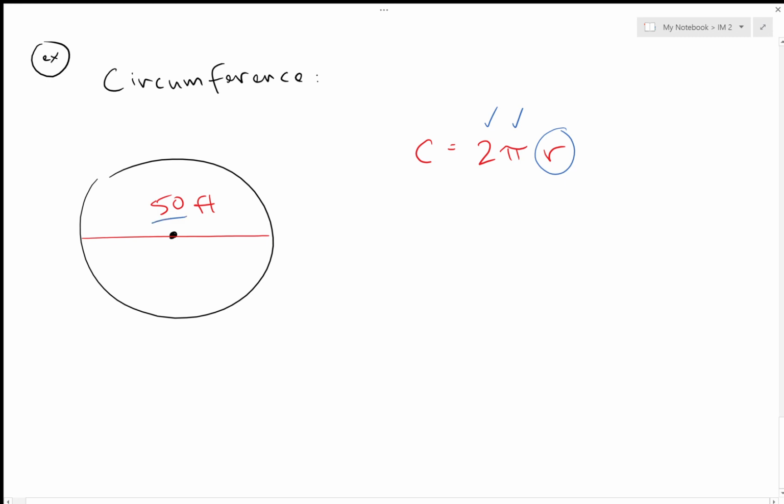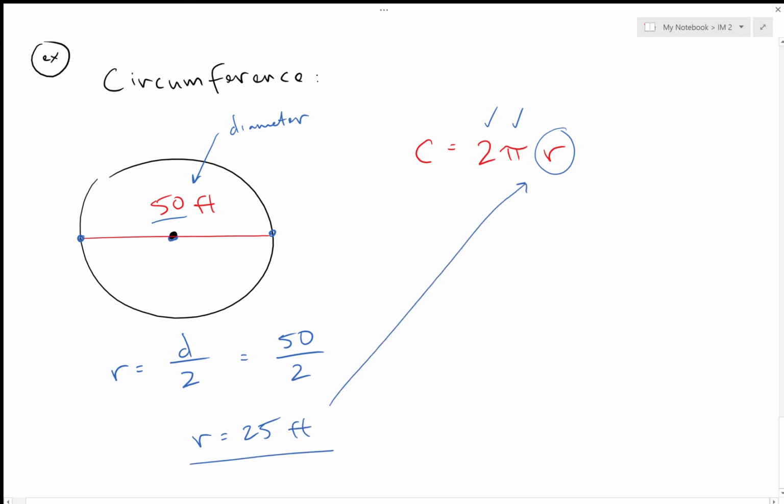Unfortunately, that's not the radius this time, because remember, radius goes from the middle to the outside. This one goes from side to side of the circle. This here is the diameter. Now we don't plug the diameter into the equation, we still need radius. But remember, diameter and radius are related. All you have to do, if they give you the diameter, is divide it by 2. Remember, the radius is the diameter divided by 2, or 50 divided by 2, so the radius is half of that, or 25 feet.